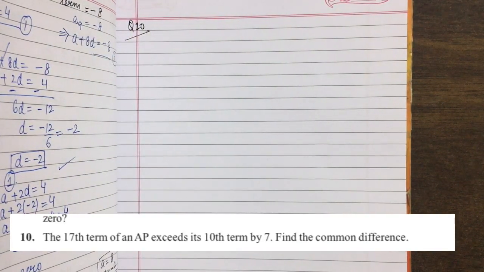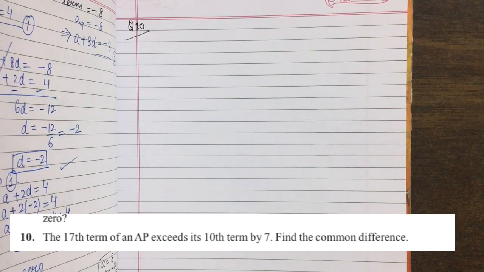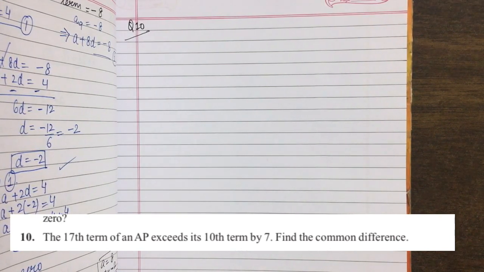Let us look at question number 10th of the exercise. You have been given 17th term of AP exceeds the 10th term by 7. Find the common difference. So it's a direct question. You have been given a relation between two terms of the AP, and using that relation you have to find out the common difference. Let us see how we are going to find the answer.